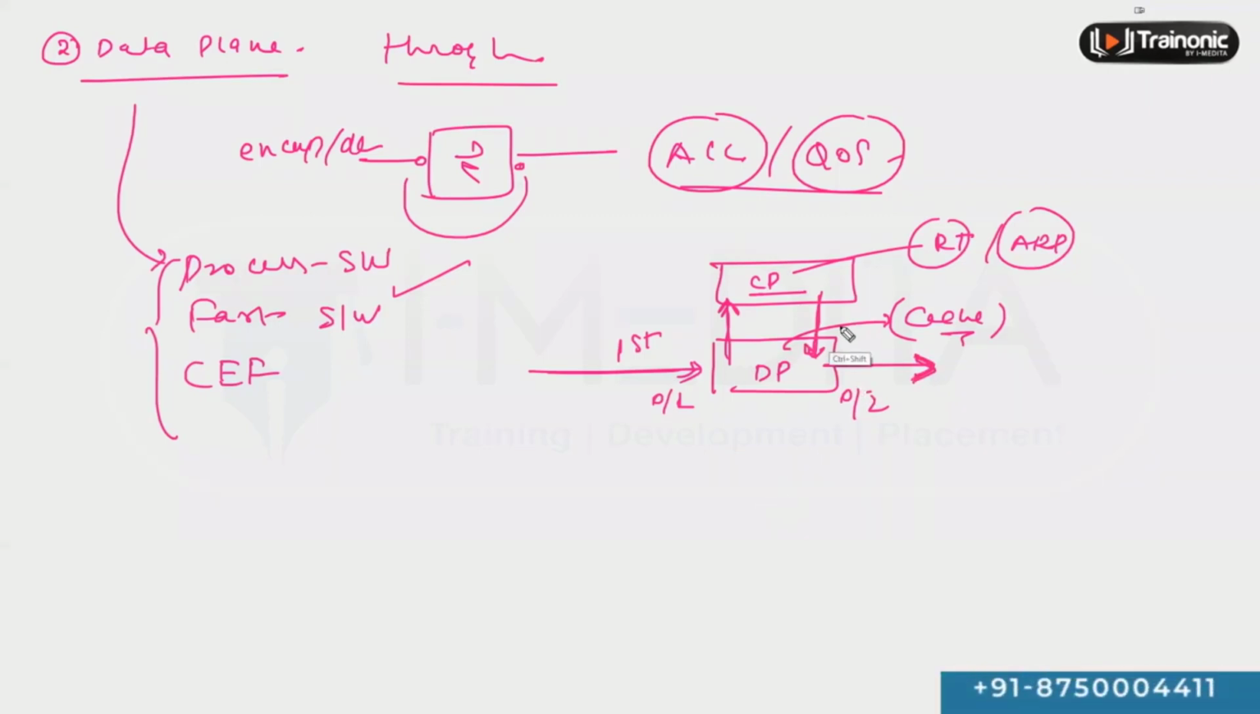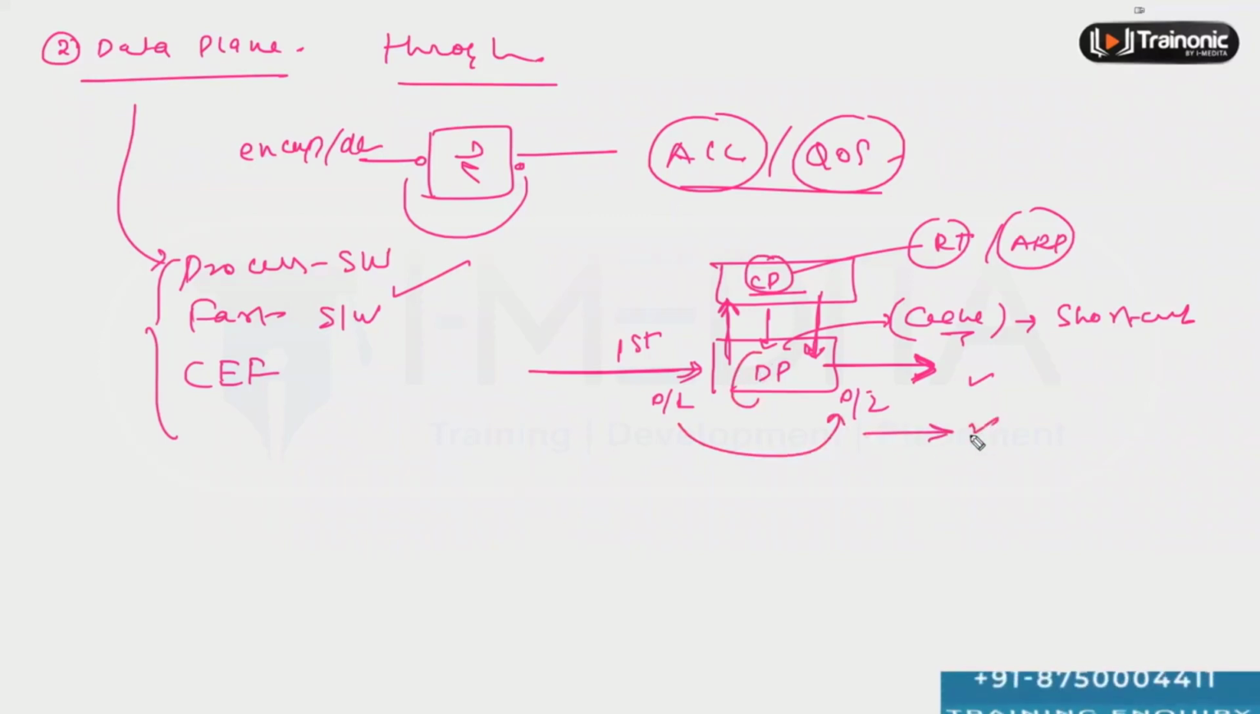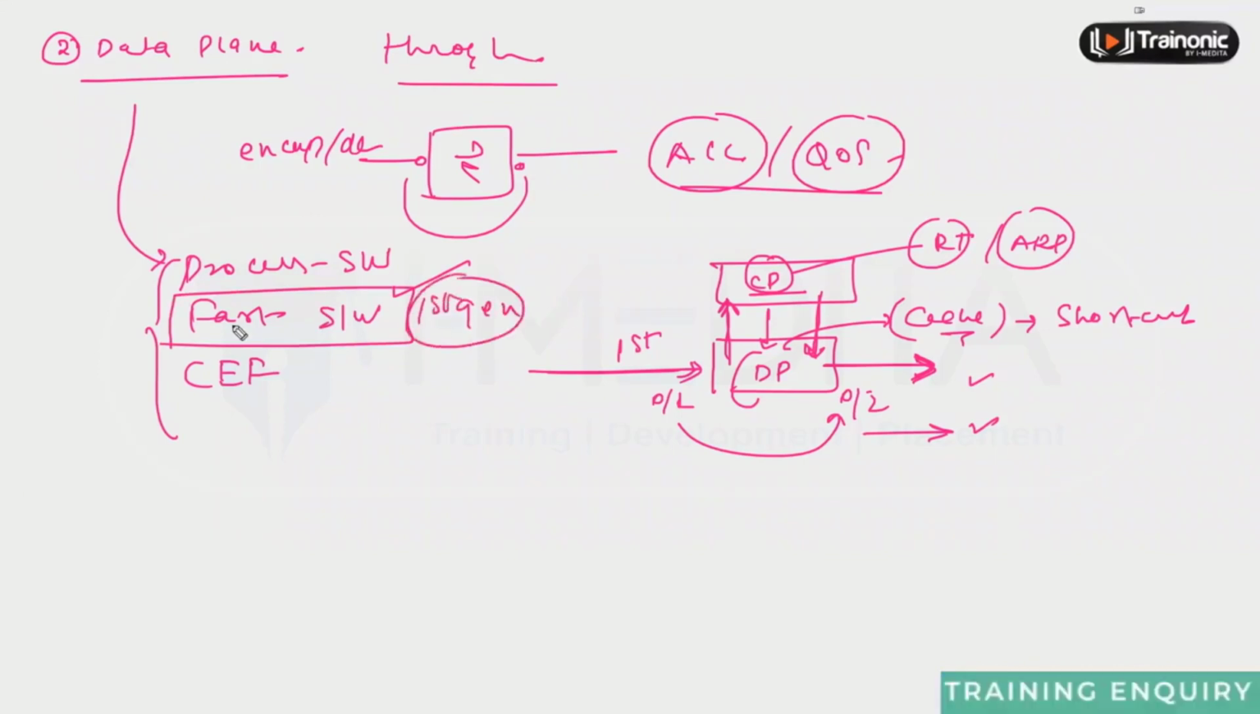But the CPU is also going to maintain a shortcut entry in that cache, so that if there are subsequent packets going to the same destination, I don't have to send the packet towards the control plane again. I can just refer to that shortcut entry and switch the packet from one interface to the other interface. This is what we used to call fast switching. In the first generation of multi-layer switches, we used to see this fast switching mechanism. Those were route cache based switches.